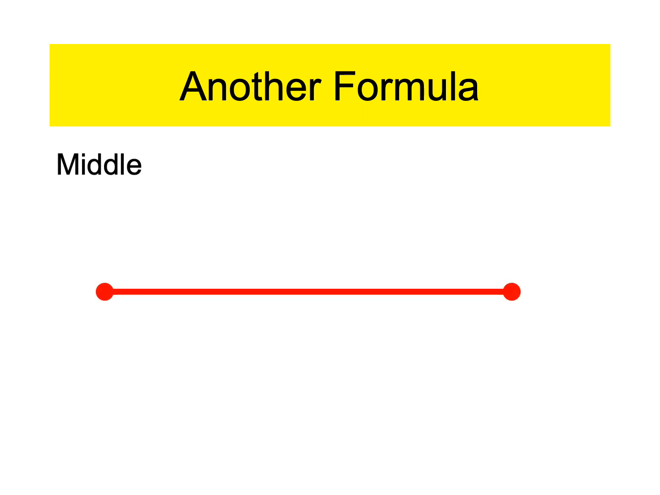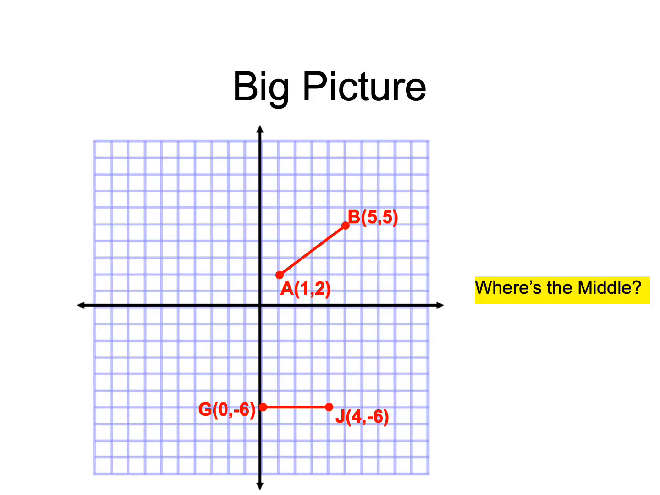Now think about this. If I have a line segment and I'm trying to find the middle, it is halfway between the starting point and the ending point. Halfway is the same as how long is it divided by 2, right? That would be where the middle is, okay? So I want you to think about this. Look at GJ. Pretty easy to see where the middle is, but look at the x-coordinates, 0 and 4. Halfway between 0 and 4 is 2. Well, how do you do that mathematically? 0 plus 4 is 4. 4 divided by 2 is 2.